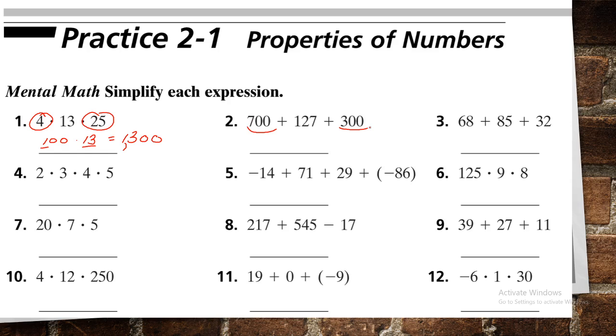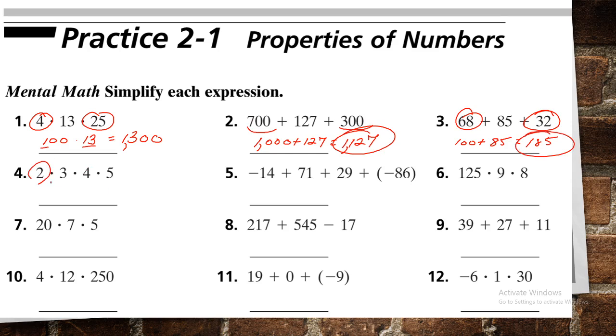Next, 700 plus 300, that's the easiest thing to do here. You get 1,000, plus 127 is 1127. Put the comma in there. Next one, you see 68 plus 32, well that makes a nice 100. Plus 85 equals 185. I'm going to look for a number that ends in 10 here, so I'm going to multiply 2 times 5, which is 10. Then I'm going to do 3 times 4, which is 12. And I know 12 times 10, that's pretty easy, right?